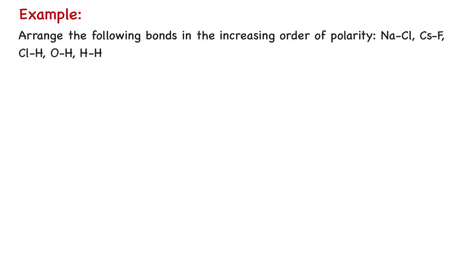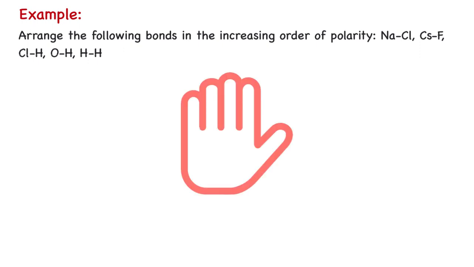Let us do an example. Arrange the following bonds in the increasing order of polarity: sodium chlorine, cesium fluorine, chlorine hydrogen, oxygen hydrogen, and hydrogen hydrogen. Pause the video here and try to answer this question. You can use the electronegativity values shown in the previous slides.